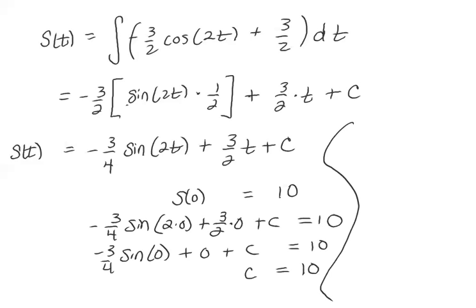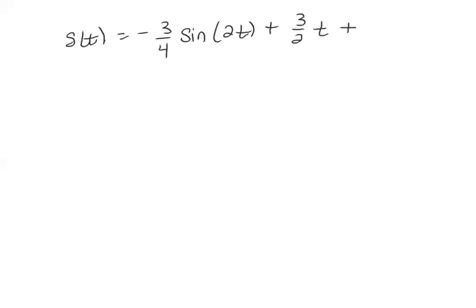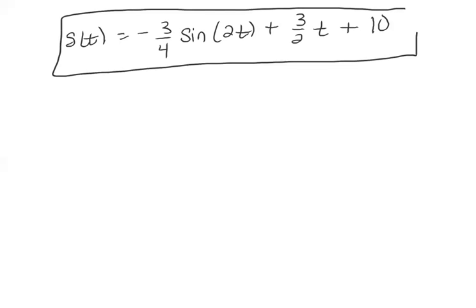That's enough to be able to write my function, s of t. Actually, let me write that on another page just so it is clear. S of t is equal to negative 3/4 times the sine of 2t plus 3/2 t plus the value of the arbitrary constant, which I know is not arbitrary anymore. It is exactly 10.